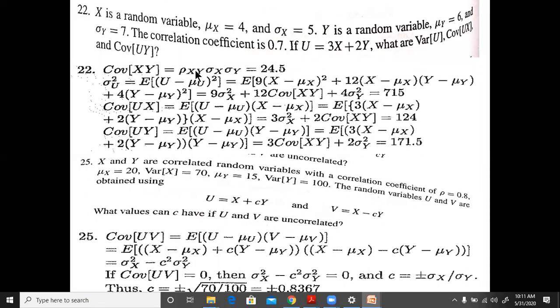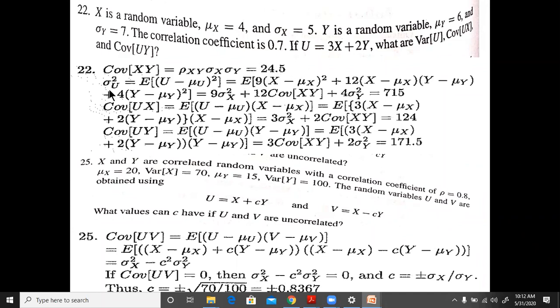Covariance of xy will be equal to rho xy into sigma x sigma y. Rho xy, the correlation coefficient, is 0.7, and sigma x is 5, sigma y is 7. 35 into 0.7 will give 24.5.